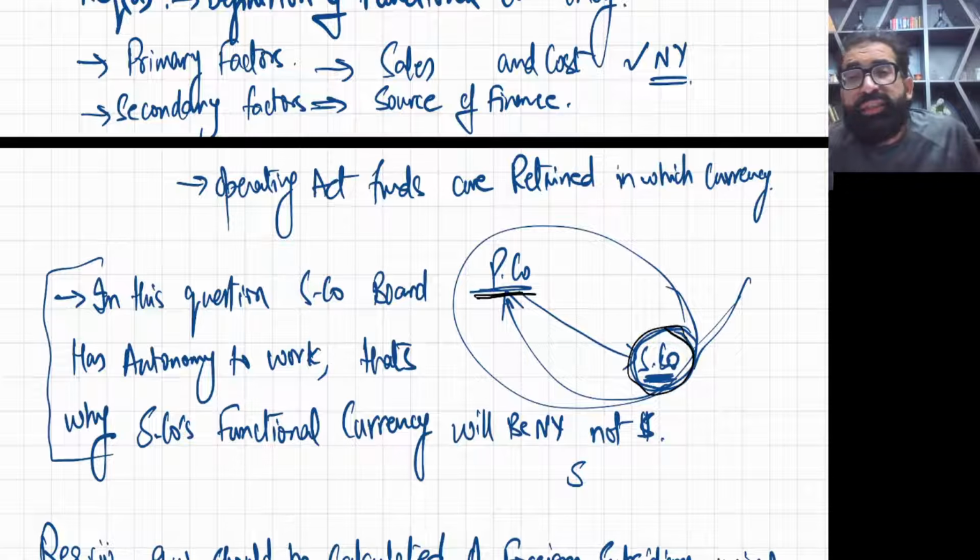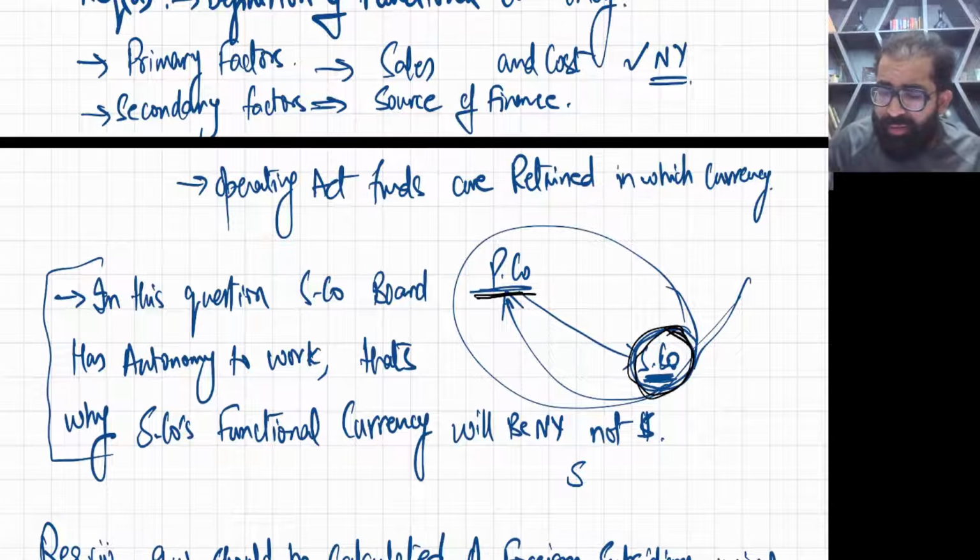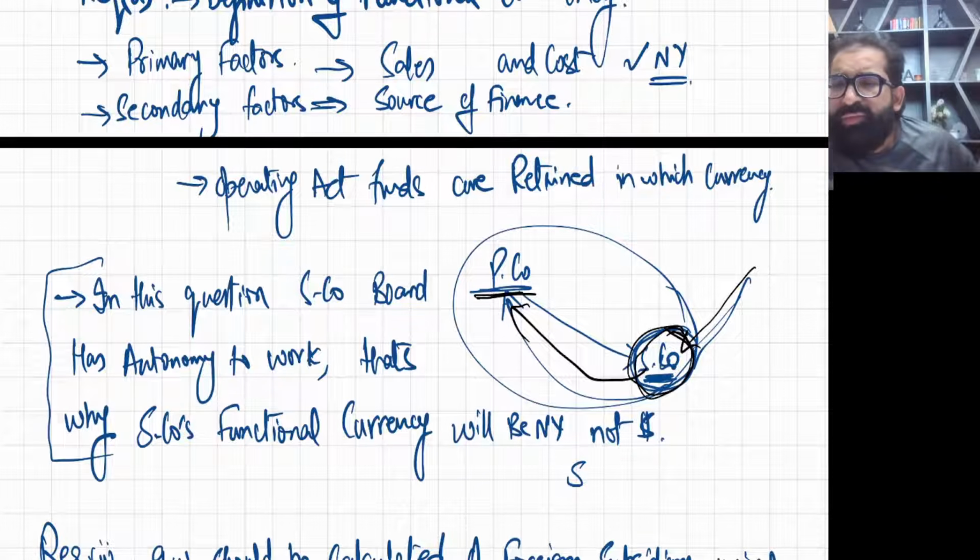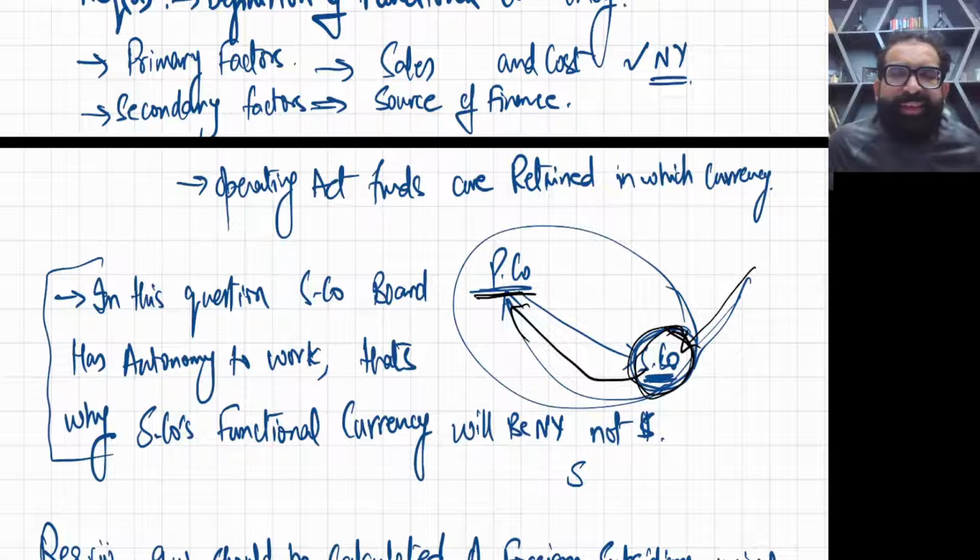And what are the indications that the parent company is playing a game, that the parent company is doing fraud? No need to write all. Sometimes the S company's board has no autonomy; the S company board just does whatever the P company says. Third factor, whenever S company receives any funds, these funds are remitted immediately to the parent company. If these signs are there, then the functional currency of S company will be the same as the parent company, meaning dollars.